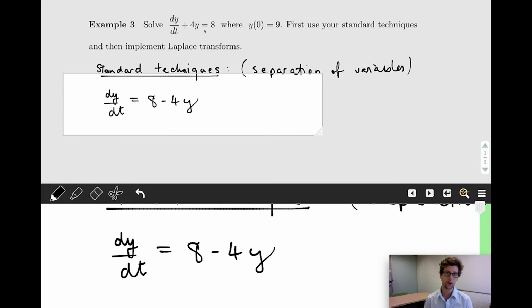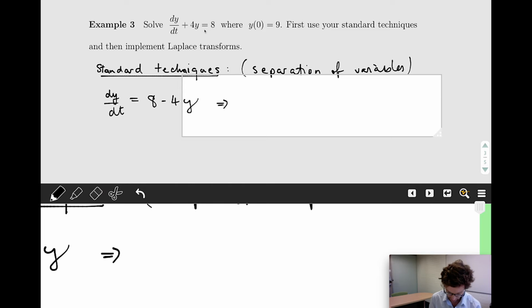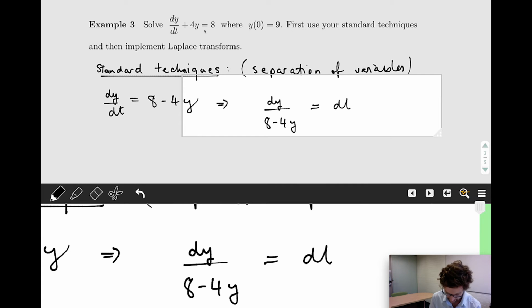And then taking all the terms involving y onto the left-hand side and all the terms involving t onto the right-hand side. And then integrating both sides. So what I'm going to do is I'm going to divide by 8 minus 4y, multiply up by dt, and then integrate both sides.